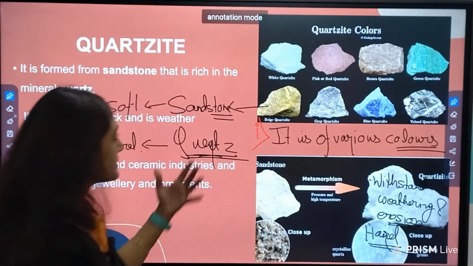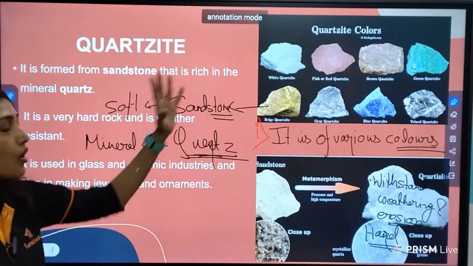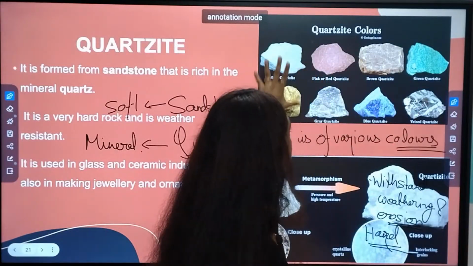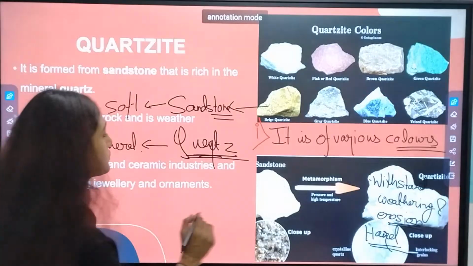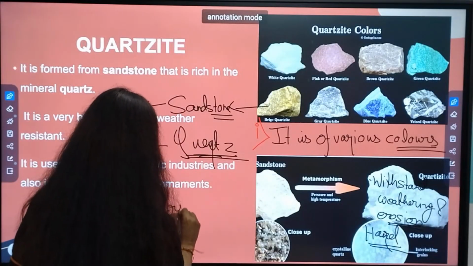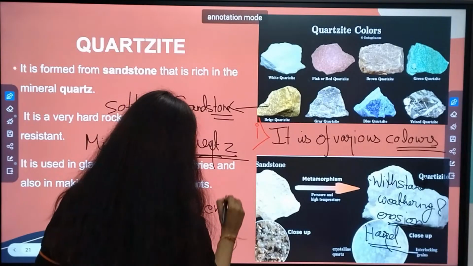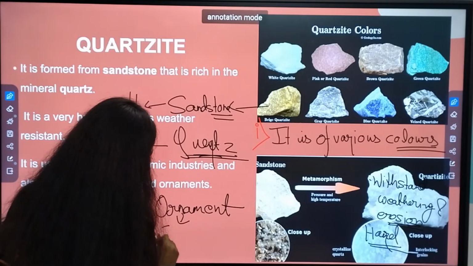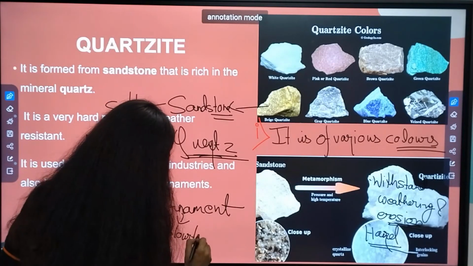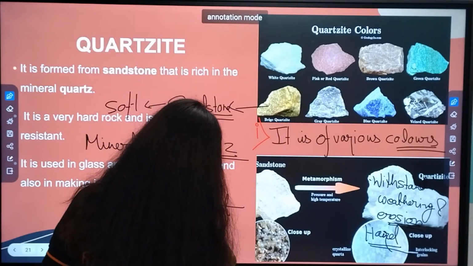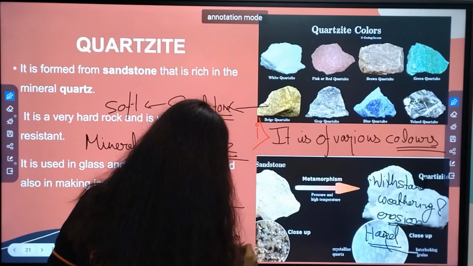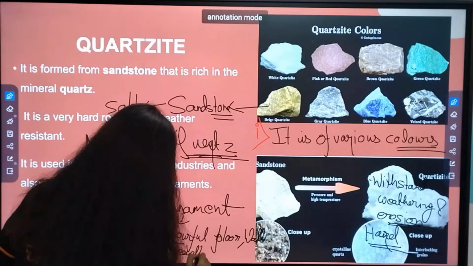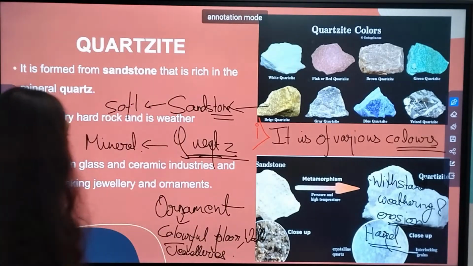Okay? And it is used in various ornamental purposes. See, different types of rocks, so many colors. Obviously from this only you can say that it is used for ornament making. Ornament means something which is very beautiful, like colorful floors, walls, even jewelries. Understood?